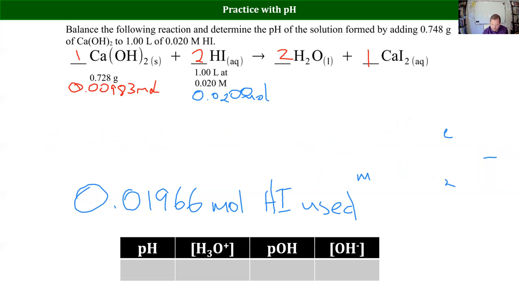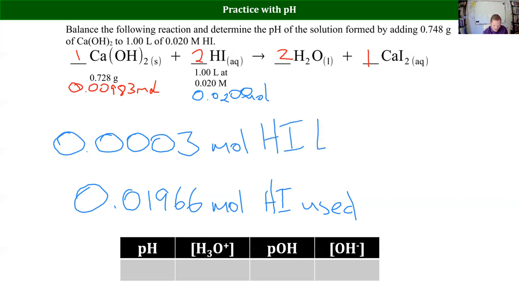All right, so if we know how many moles we have and we know how many moles are used, we just do a subtraction, 0.0200 minus 0.0197. After we round it, we get 0.0003 moles HI left, just from taking moles we started with and subtracting the moles used.